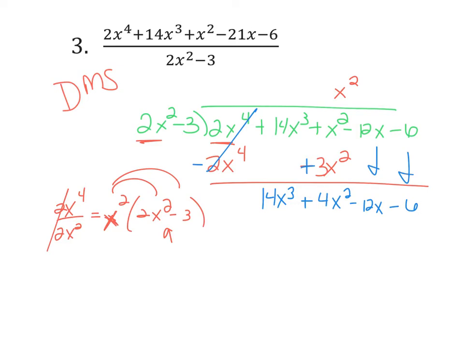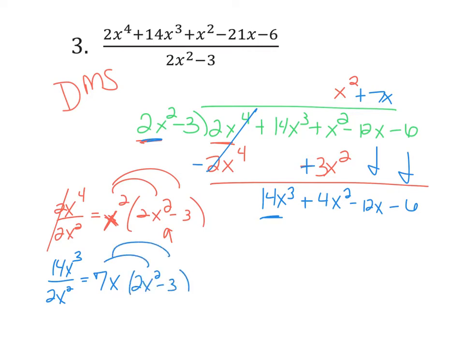Okay, same process over again. Divide the first term by the first term. So 14x to the third divided by 2x squared. You'll get 7x. I'll put that over here. Okay, we divided. Now we're going to multiply by the outside. This will distribute in to get you 14x to the third. It should always get you the same thing you started with, minus 21x. Again, please be careful that you're lining up with the proper letters, exponent, I mean.